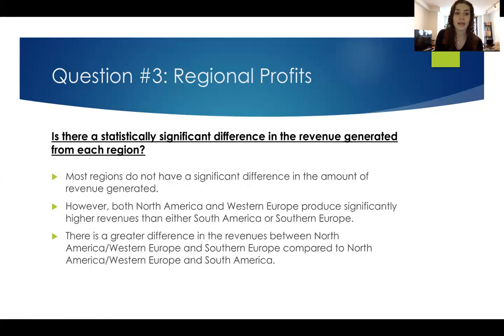The third question is, is there a statistically significant difference in the revenue generated from each region? Now, there are 9 different regions that we have in our database, and for most of them, they produce a pretty similar amount of revenue compared to their size. However, I did find that North America and Western Europe do produce significantly higher revenues than South America and Southern Europe. And within these groups, there definitely is a greater difference in the revenues between North America and Western Europe and Southern Europe rather than South America.